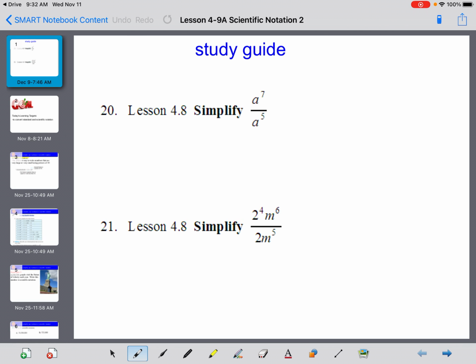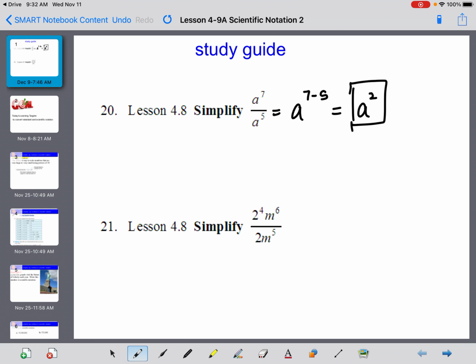Simplify a to the 7th divided by a to the 5th. We learned that when you have the same base, you can subtract the exponents, which gives me a to the 2nd power.